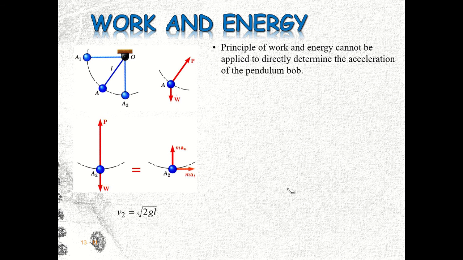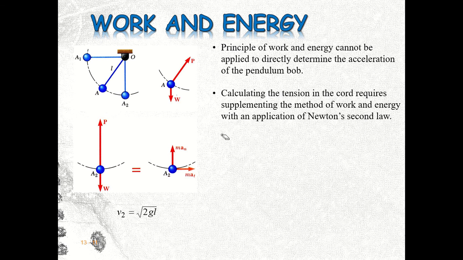So mathematically, again, this is the derivation. We get V sub 2 equal to the square root of 2GL. So calculating the tension in the cord requires supplementing the method of work and energy with an application of Newton's second law.